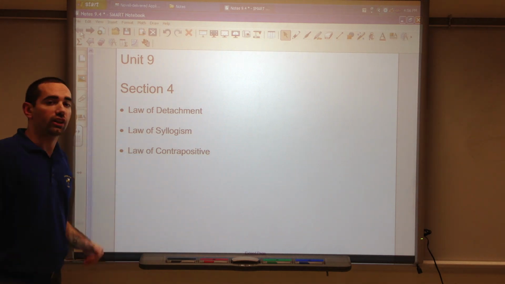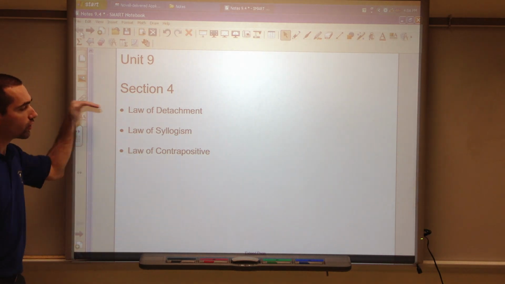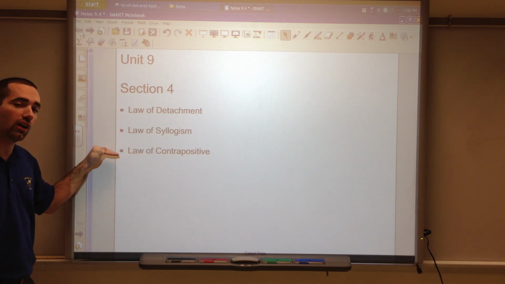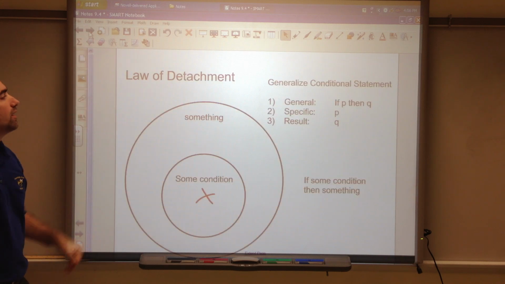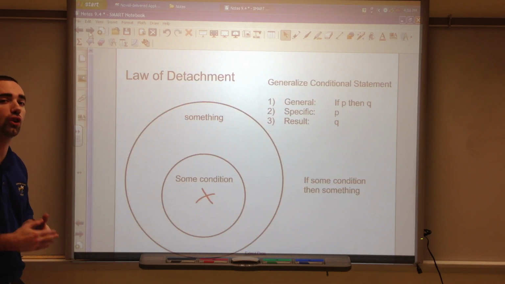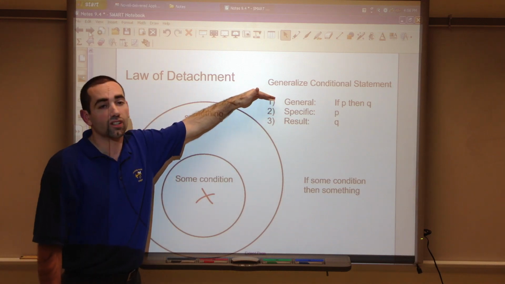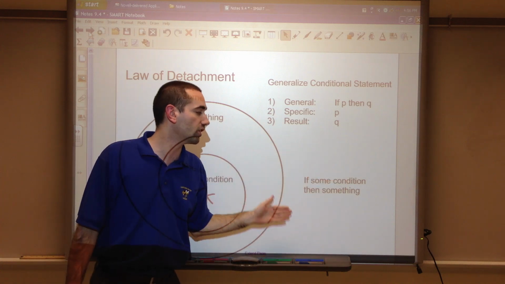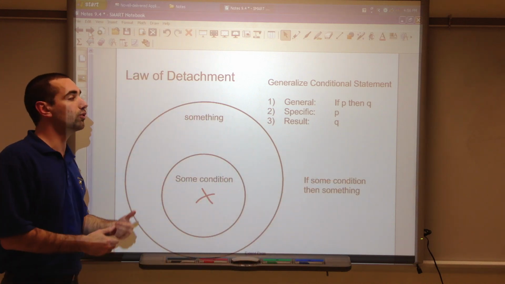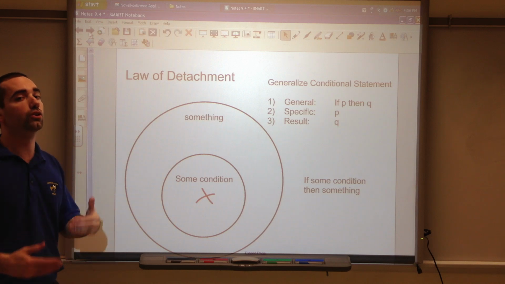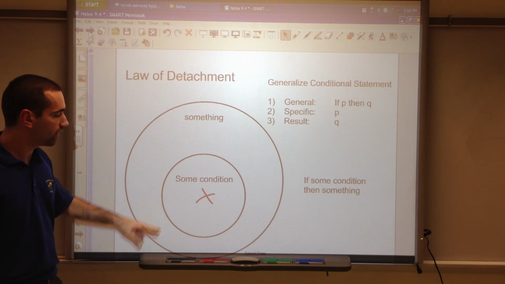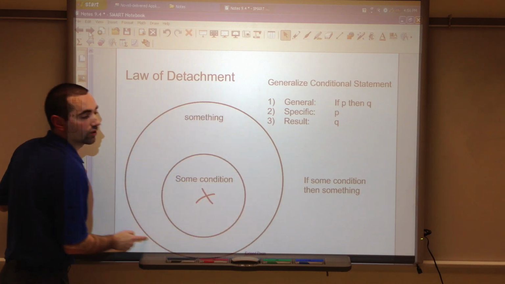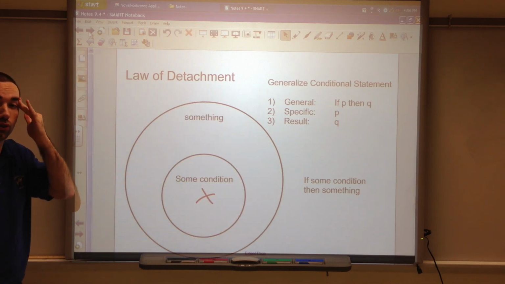Today we're going to look at Unit 9, Section 4, which talks about the law of detachment, the law of syllogism, and the law of contrapositive. The law of detachment starts with a generalized statement. If P, then Q. If some condition, then something. And then it goes into a more specific P, resulting in Q.